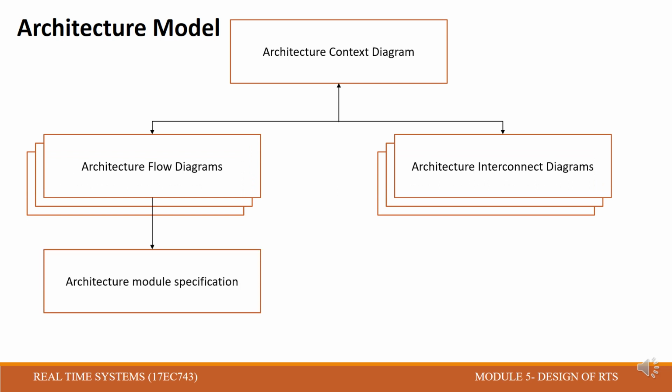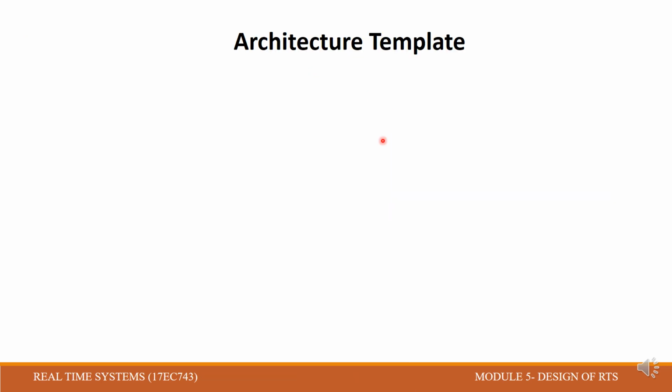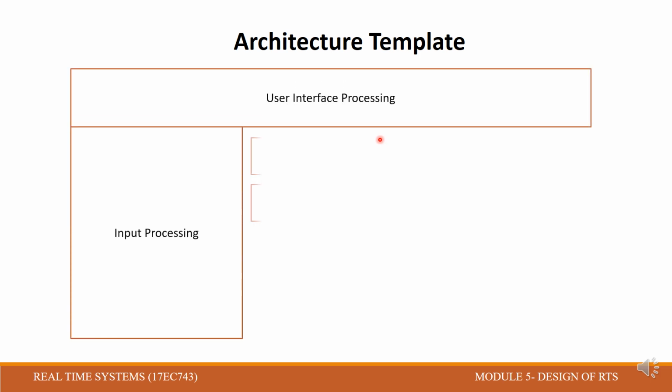The architectural model of the Hatley-Pirbhai method is shown here. Again, it's a very simple concept. In developing the architectural model, a procedure based on using an architecture template is suggested. For every architectural diagram, you have to think of what the flow diagrams, specifications and interconnecting diagrams are, which will be stored in the architecture dictionary. And in order to model this architectural model, we need to think of the architecture template. So this is the architecture template.